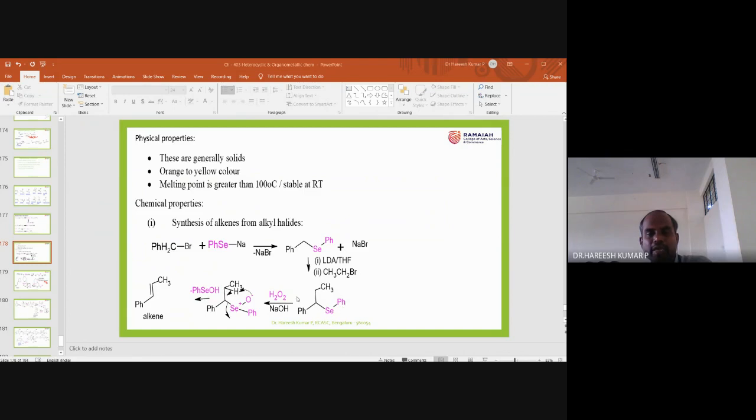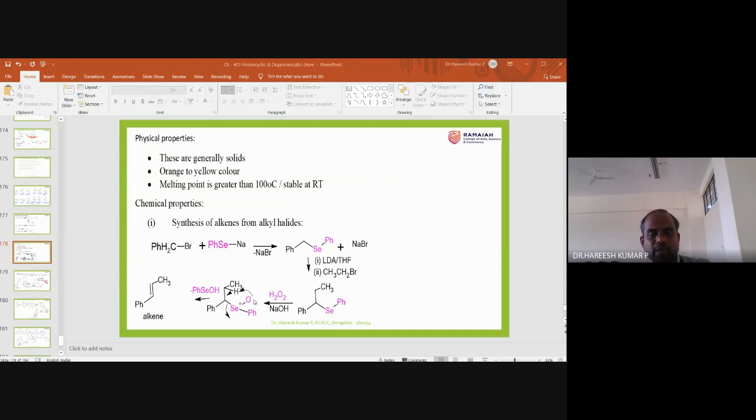So this compound on treatment with sodium hydroperoxide. The combination of sodium hydroxide and hydrogen peroxide is called sodium hydroperoxide. The sodium hydroperoxide is more reactive compared to hydrogen peroxide. So what is happening here? It's an oxidizing agent. It converts selenium to selenium oxide. Sodium hydroperoxide is an oxidizing agent. It will convert selenium to selenium oxide.